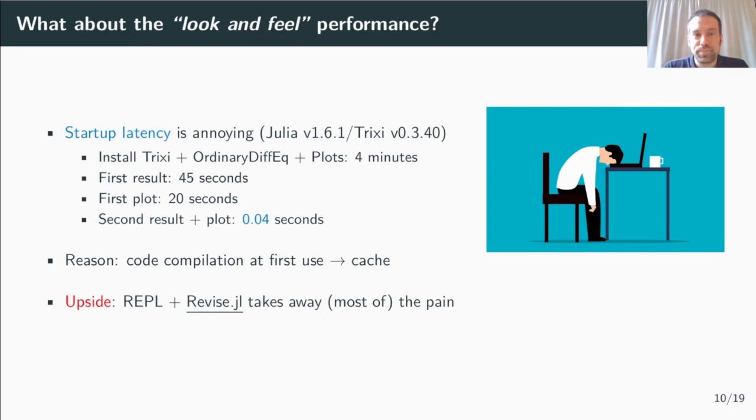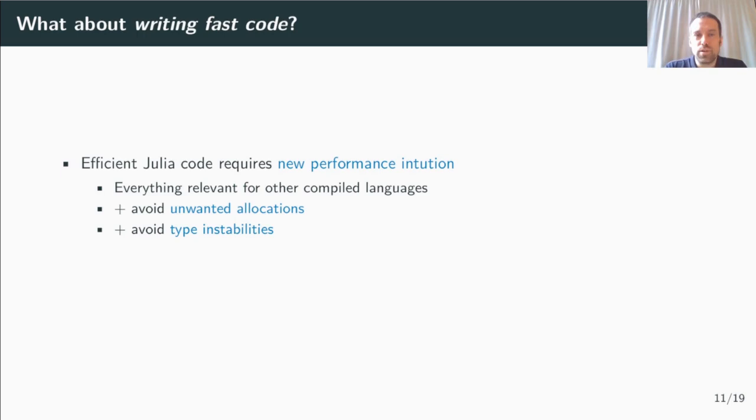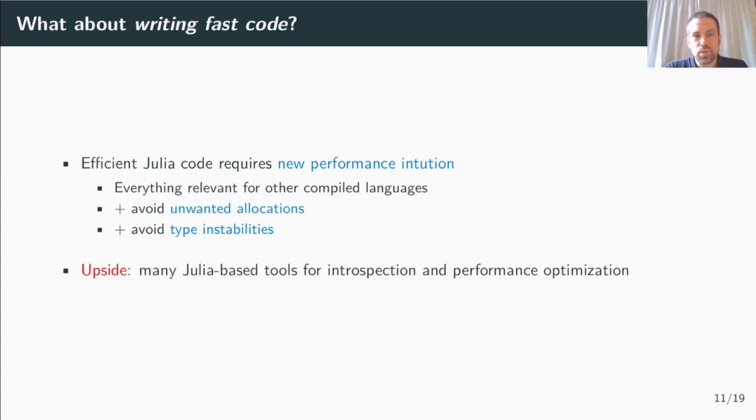So what about writing fast code? Efficient Julia code requires a new kind of performance intuition, especially when you're coming from other compiled languages like C++ or Fortran. Everything you know about performance is still relevant when coding in Julia, but on top of that, you need to make sure that you avoid any unwanted allocations and, most importantly, that you avoid type instabilities. The good thing is that there are many Julia-based tools available for code introspection and performance optimization, which help you achieve fast code. So let's look at some numbers.